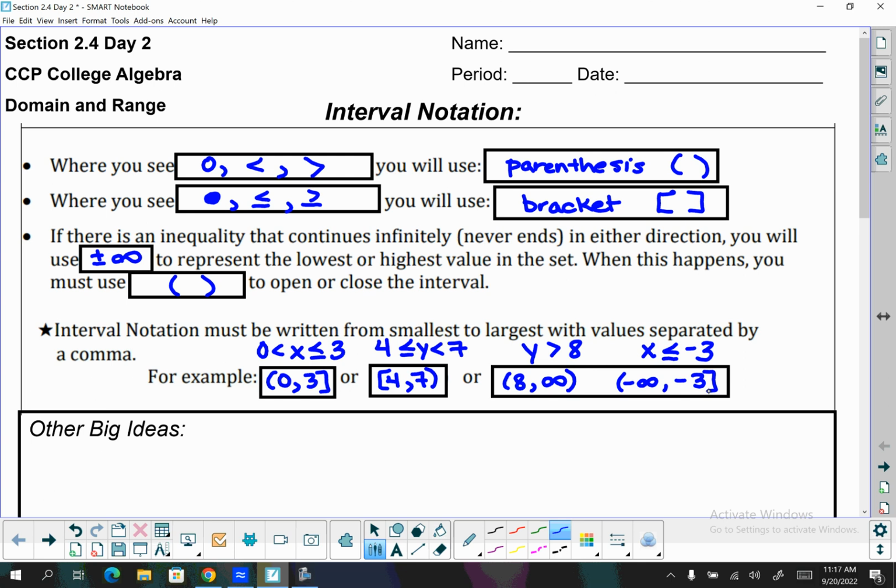Any questions so far on the notation? How many of your teachers used this before? Any of them? Couple? Maybe about half? Okay. Some teachers do, some teachers don't. Some just use the inequality symbol.